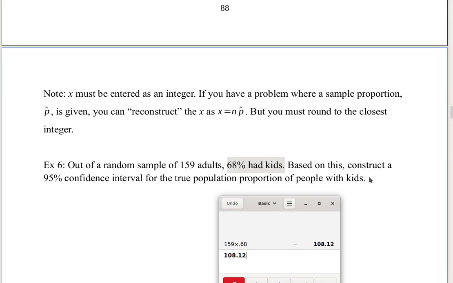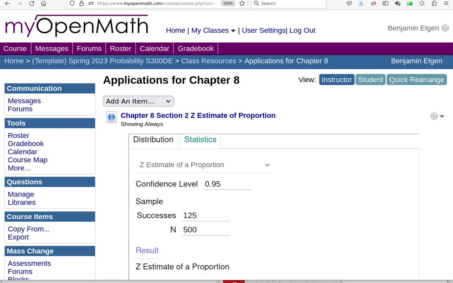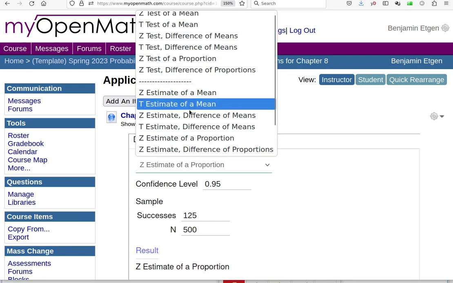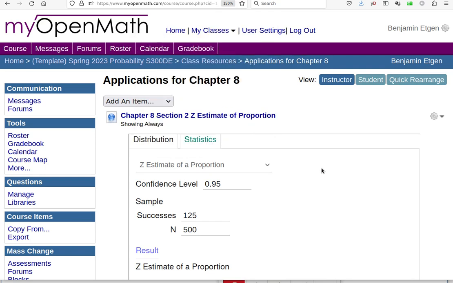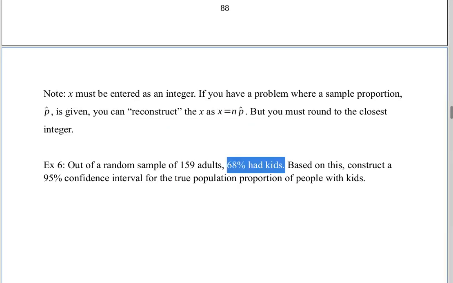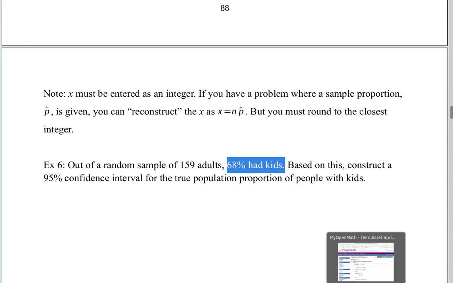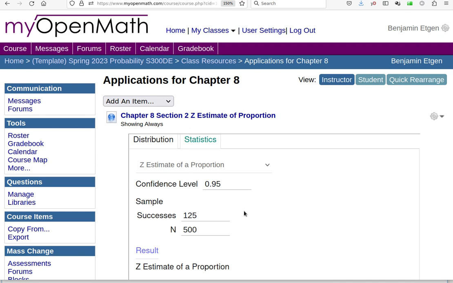So let's pull up GeoGebra and take a look at how to do this. Here's a z-estimate of proportion. Notice that we have all the other tests still in there if we wanted to access them. Let's see what the confidence level was: 95%. So let's enter 95%.